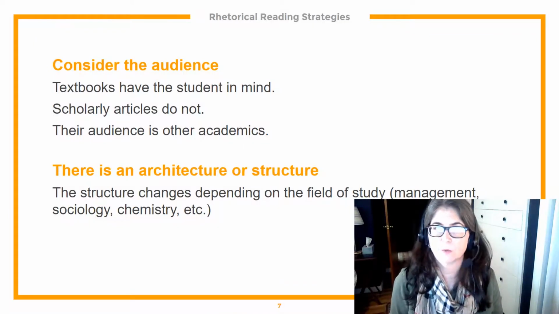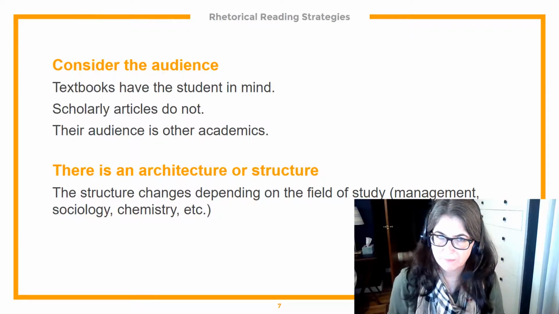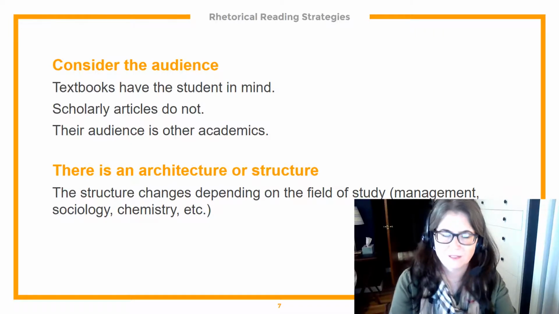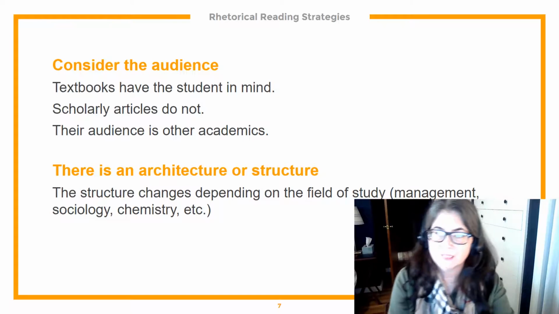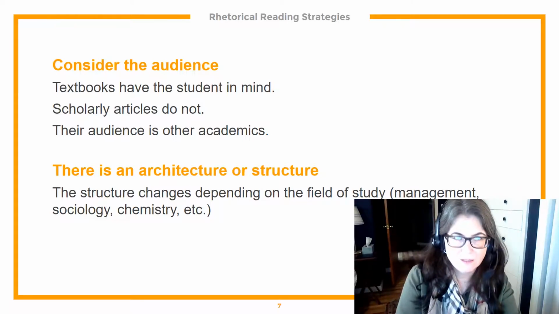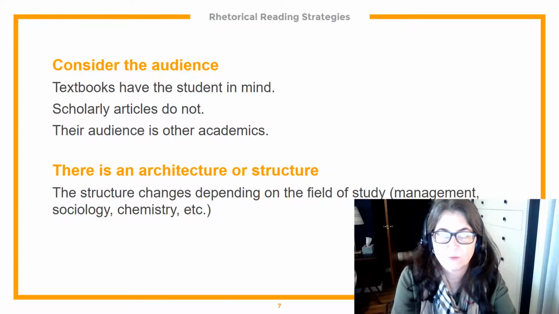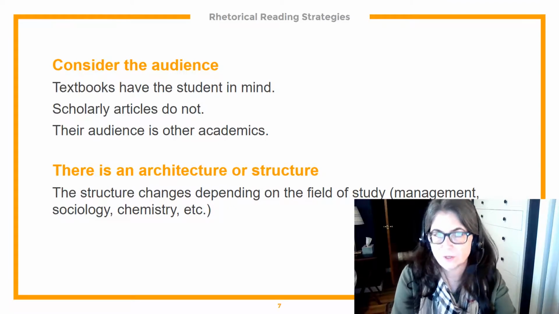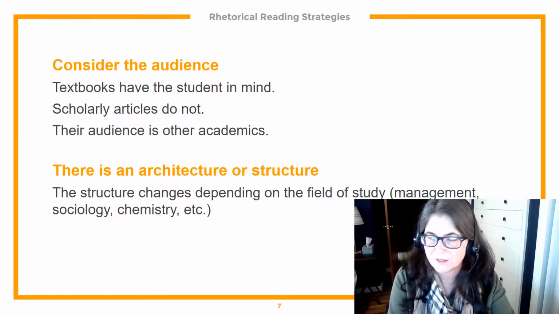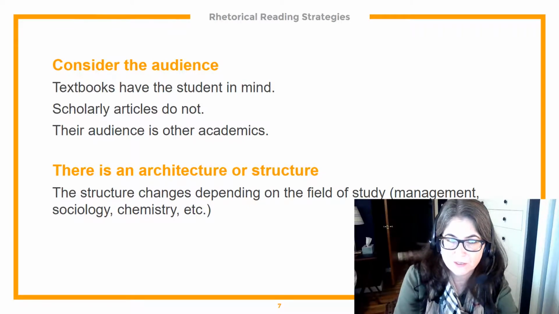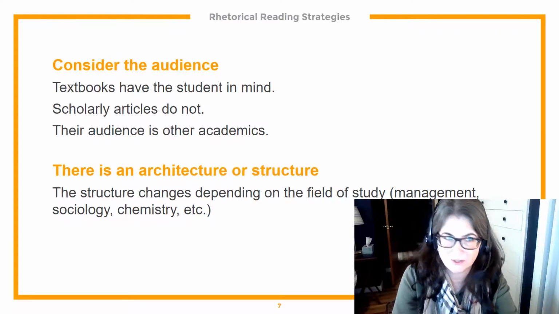The first thing you're going to want to think about is the audience. So when you're reading a scholarly article, you, an undergraduate student, are not the audience for a scholarly article. When you read a textbook, in that case, you are the audience. Textbook authors and textbook publishers write textbooks for an audience of students. A scholarly article is written for an audience of scholars. So the people who are meant to be reading scholarly articles and scholarly journals are academics, professors, researchers, right?